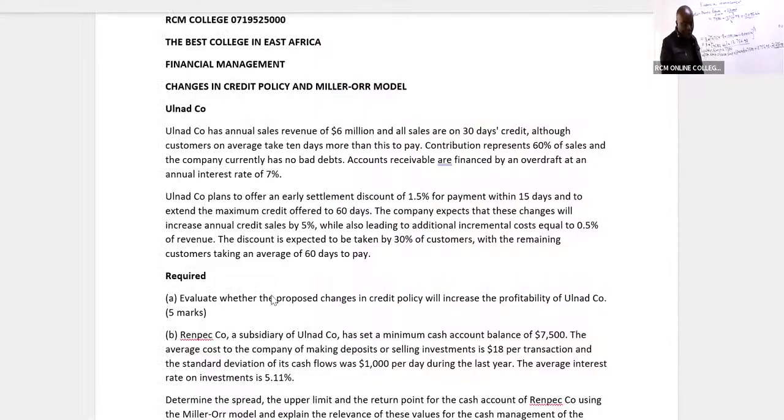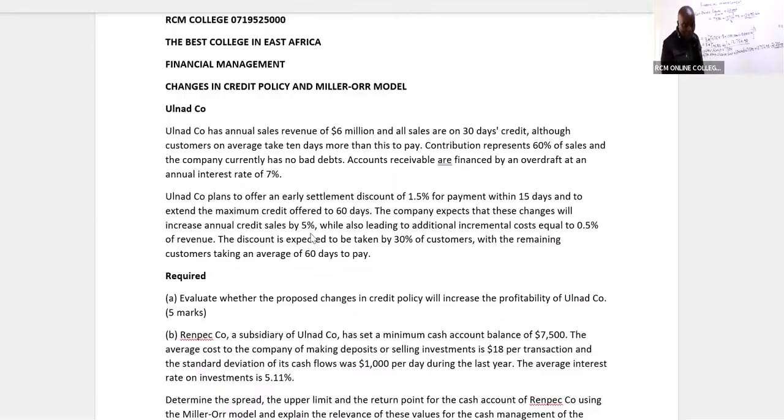So now we go to part 1, where they want us to evaluate whether the proposed changes in credit policy will increase the profitability of ULNAD. Very easy. I'll be able to get all the marks even without knowing what I'm doing.